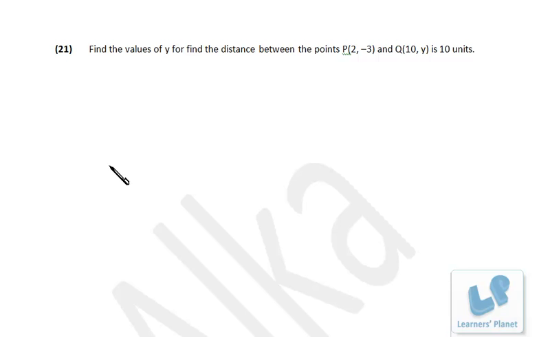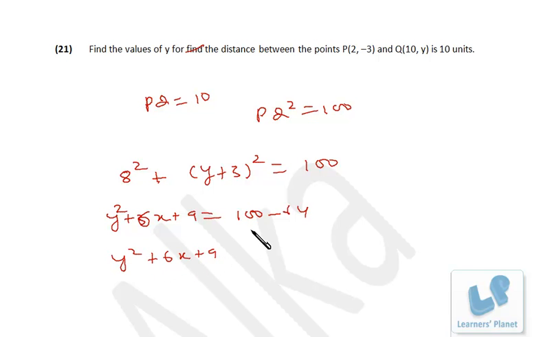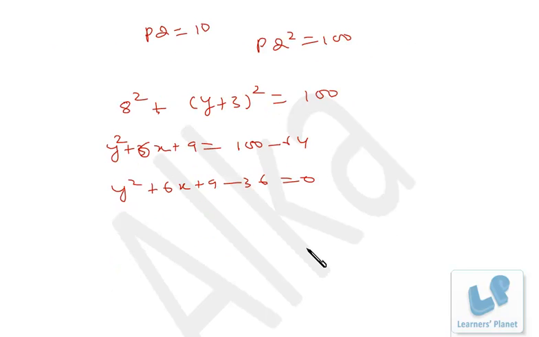Now this question: find the values of y for which the distance between the points is 10 units. So PQ is equal to 10, that means PQ square is equal to 100. Now we use the distance formula. So 10 minus 2 whole square, that is 8 square, plus y minus minus 3, that is y plus 3, whole square is equal to 100. So y square plus 6y plus 9 is equal to 100 minus 64. 100 minus 64 is 36. So minus 36 is equal to 0.